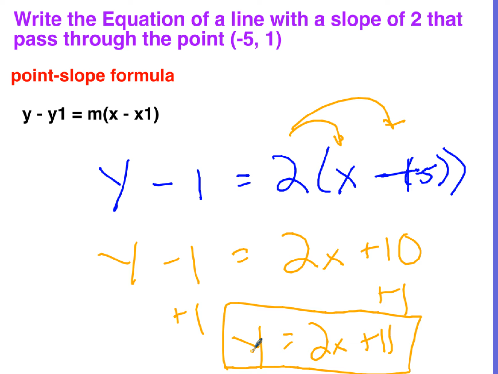We're good to go. Whenever we want to write the equation of a line, generally speaking, we're asking you to write it in slope-intercept form. This would be slope-intercept form here, y equals mx plus b, and we use point-slope formula to help us get there. If you guys have any further questions, please let me know, and good luck.